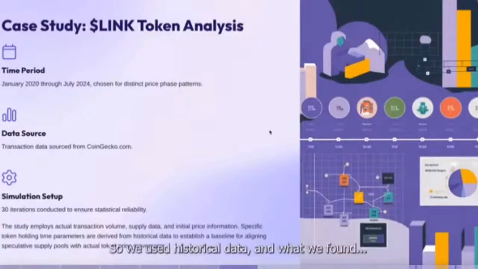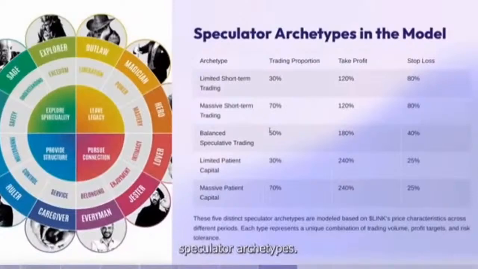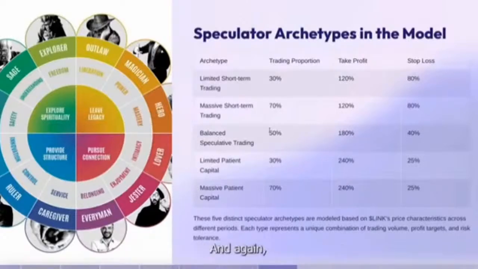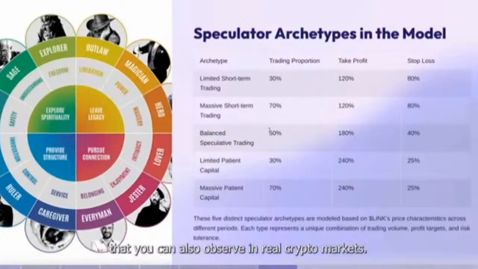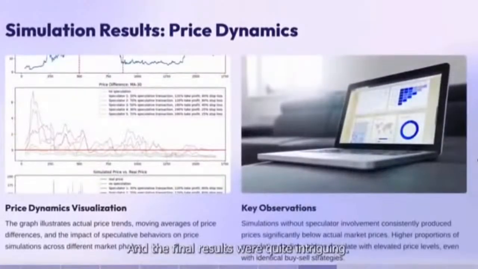So we used historical data, and we also used different speculator archetypes. Going back to the way the speculators were designed, we decided to have 5 different types that trade using different styles, different take profit thresholds, and different stop loss thresholds. And again, all these are behaviors that you can also observe in real crypto markets. The final results were quite intriguing. In the next slide, I'm going to show you the full graph.